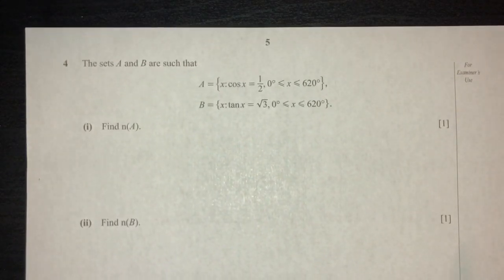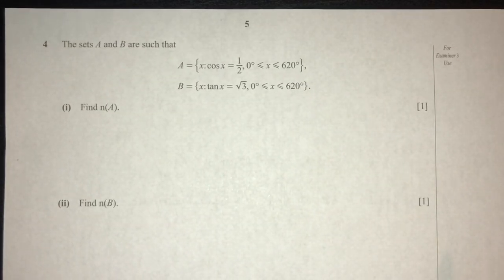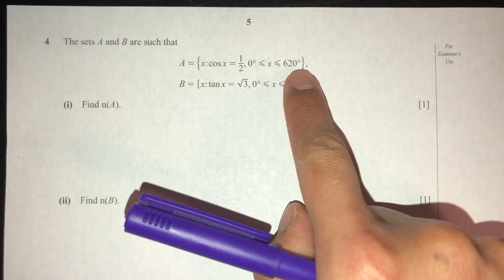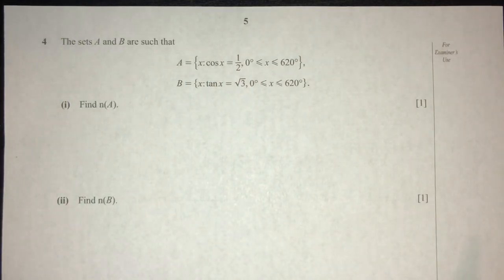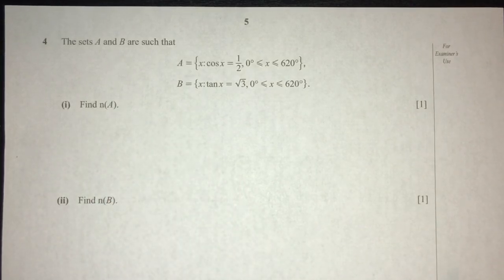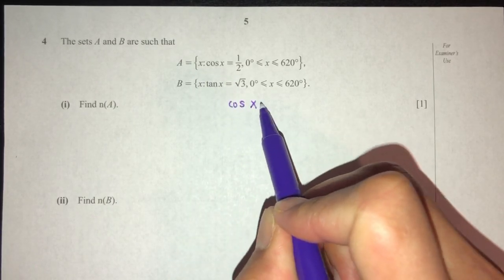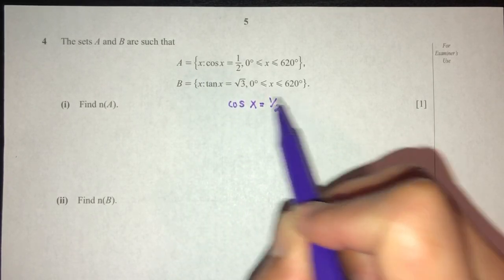Let's move on to question number 4. Here we have two sets, A and B, defined by these domains and this equation. First thing I would say, let's find the values. Instead of beginning the question, let's first find the values. So A will be cos x is half, for the value of x.